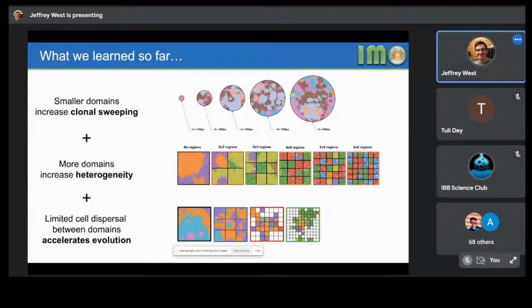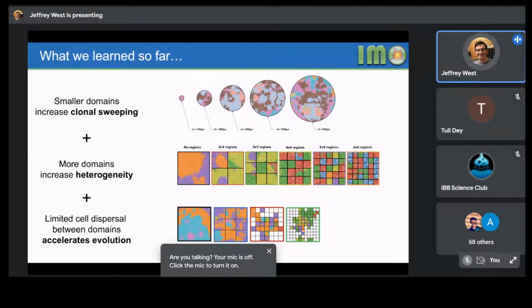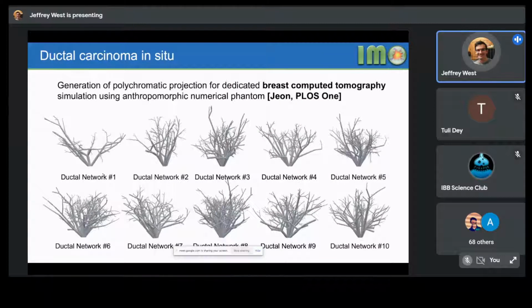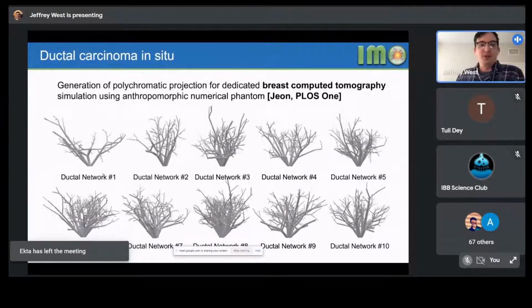These harsh spatial constraints are selective, and it's selecting for increased aggressiveness of driver mutations. What does this all have to do with breast cancer? So you guys have indulged me by looking at a simulation which so far doesn't have too much grounding in reality. But right now what we're going to look at is its biological application.